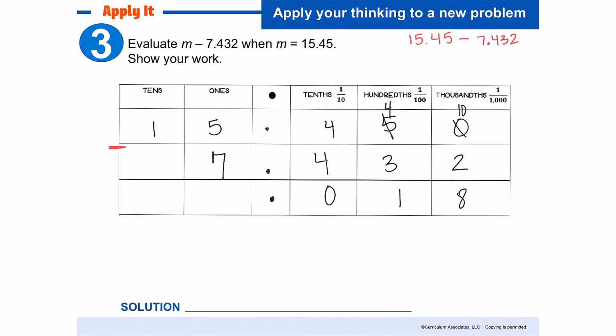Bring down our decimal. Now over here, we could regroup, but I'm looking at some whole numbers here. And really this is just 15 minus 7. So I could borrow from here, but then it would still make it just 15. So I can just say 15 minus 7. Okay, so 15 minus 7, I know, is 8. So our answer here, 8.018, or 8 and 18 thousandths.